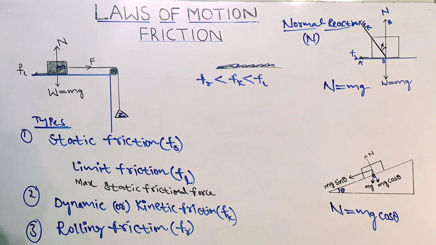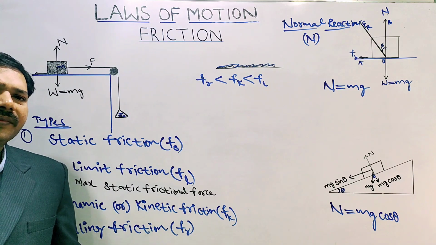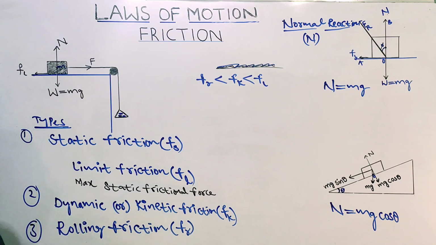How? Rolling friction is inversely proportional to the radius. If the radius is less, what happens? The friction force is more. If the radius is more, what happens? For rolling friction, the frictional force is less. It is inversely proportional.